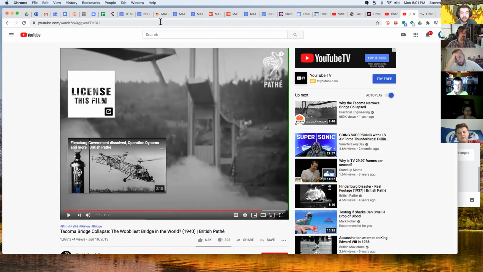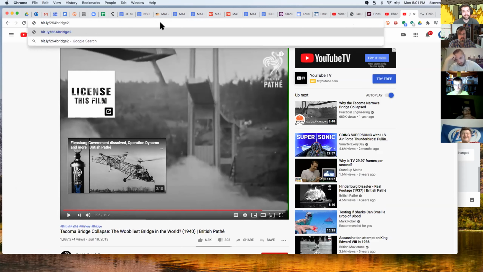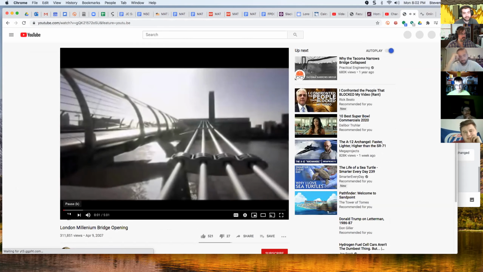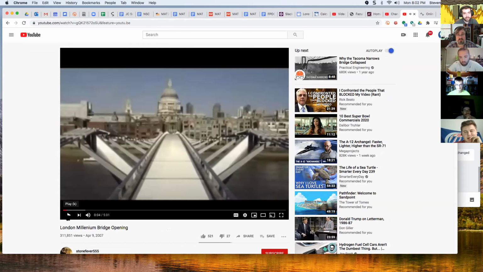And if you think for a moment that engineers figured it all out and we've never had any problems since, then allow me to show you one more thing. The bridge opened on the 10th of June, 2000. The year 2000, not that long ago. It is the Millennium Bridge in London.